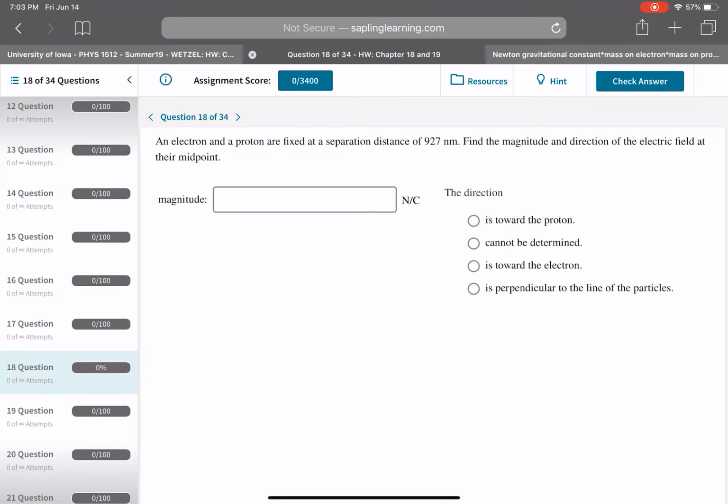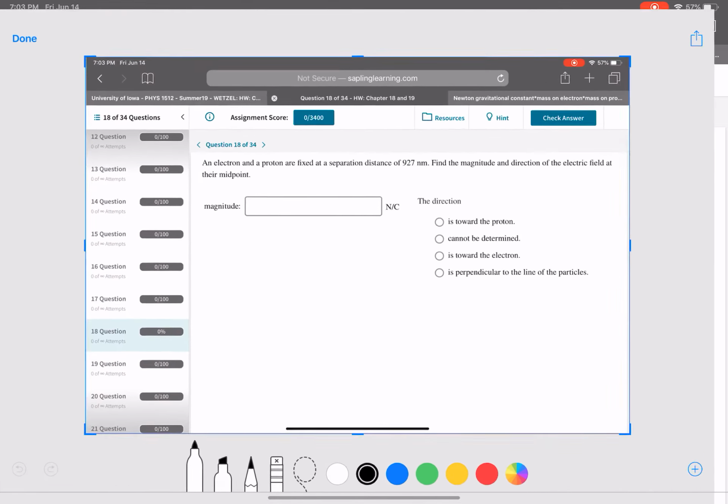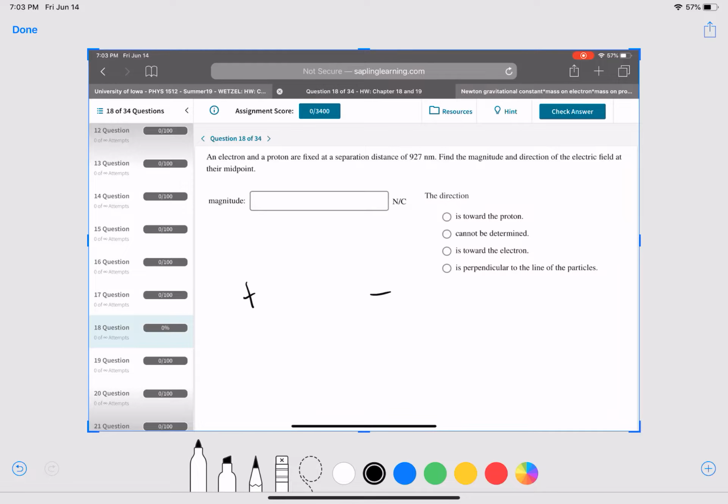Problem 18: an electron and a proton are fixed at a separation of 927 nanometers. Find the magnitude and direction of the electric field at their midpoint. Okay, so you've got a plus and a minus, and they're separated. Halfway between them, what's the magnitude and direction of the electric field? You've got a plus charge and a minus charge, and a distance between them of 927 nanometers.